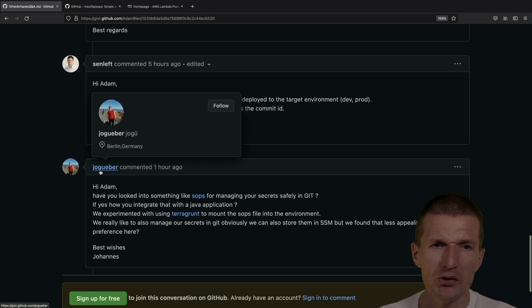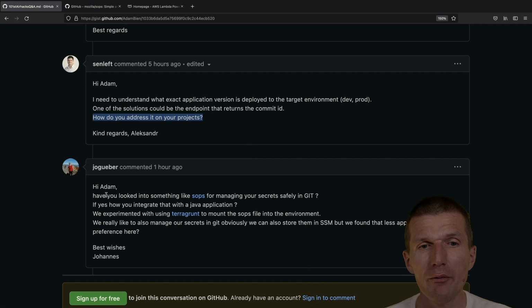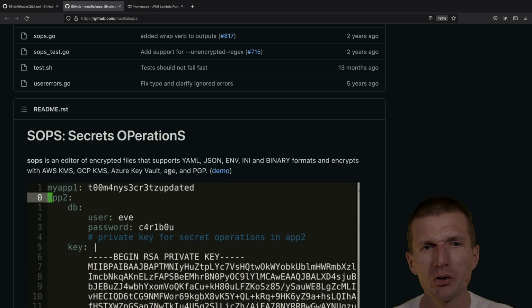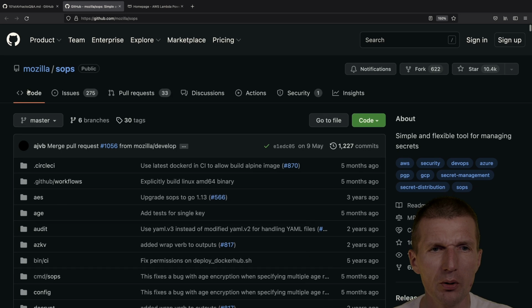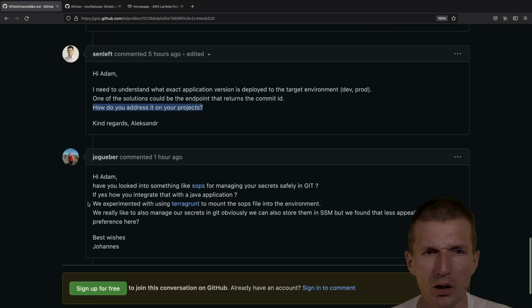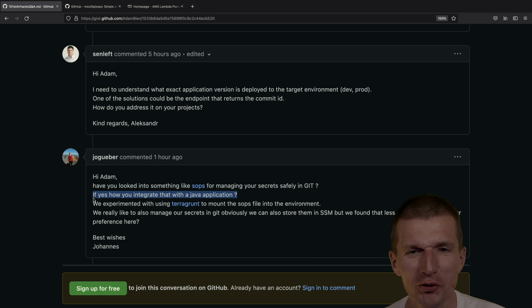Then Mr. Yogu, I think Jochen maybe, asks: have you looked into something like sops for managing your secrets? Of course, I opened this and it looks interesting. So I will take a look at this. What's interesting is this sops is from Mozilla. And if yes, how do you integrate that with a Java application? I have looked at this, but I didn't use it.